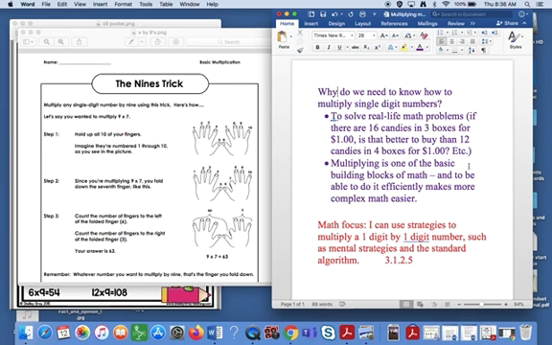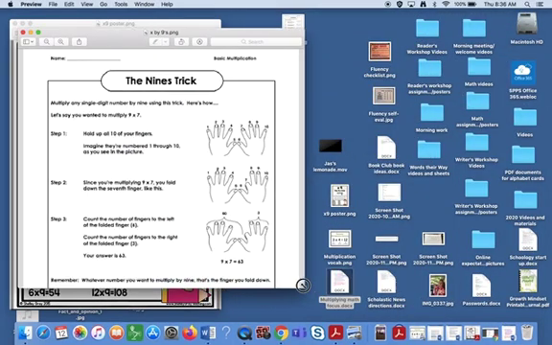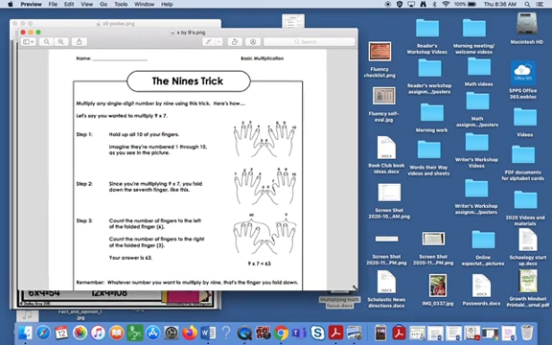So our math focus today is: I can use strategies to multiply a one-digit number, such as mental strategies and a standard algorithm. So today we're working on nines. And nines are really funny because there's actually lots and lots of tricks for them. But I will tell you as we start, one of the most important strategies is really most of the time if you are able to multiply.